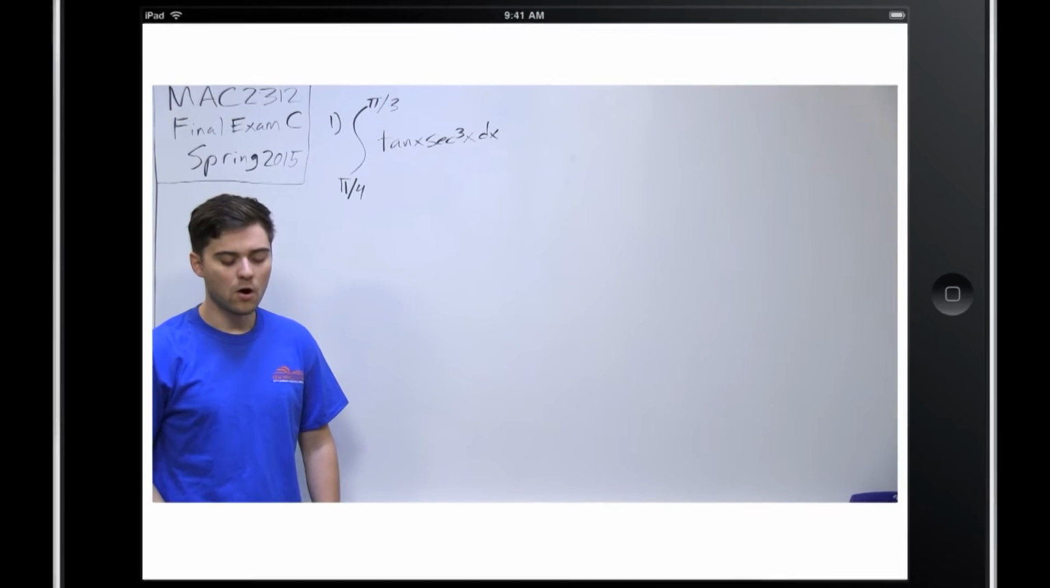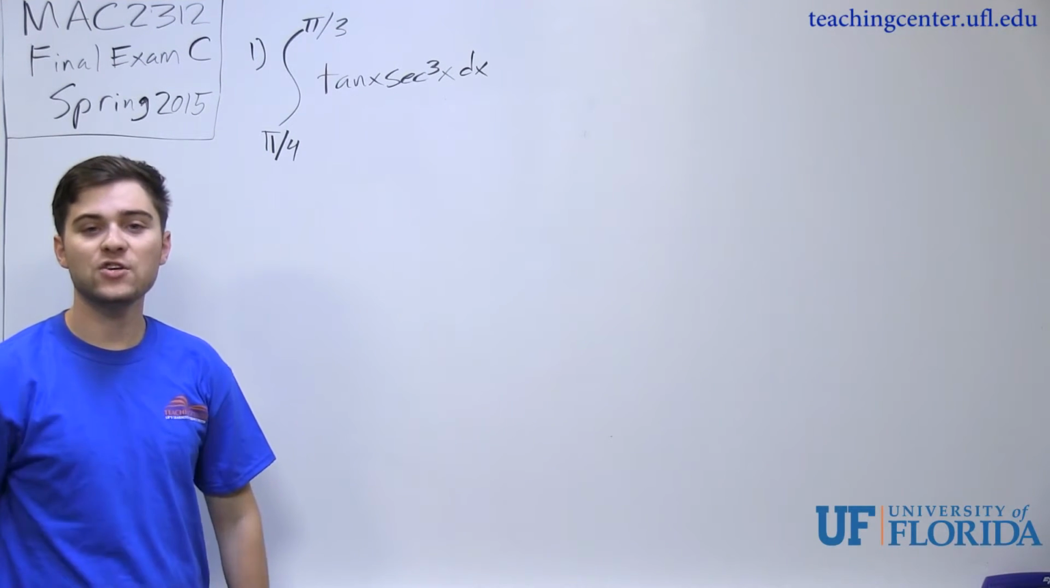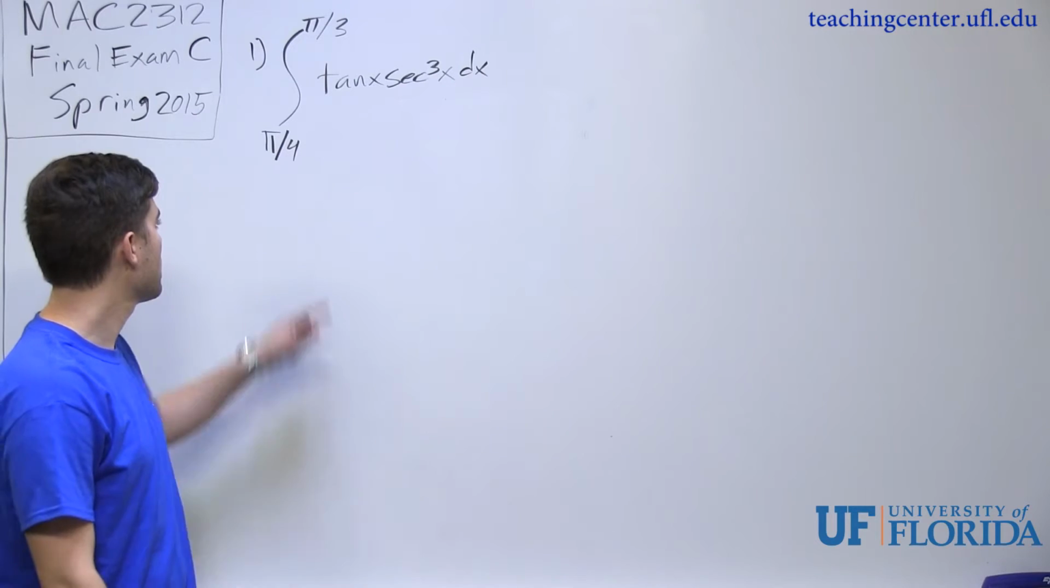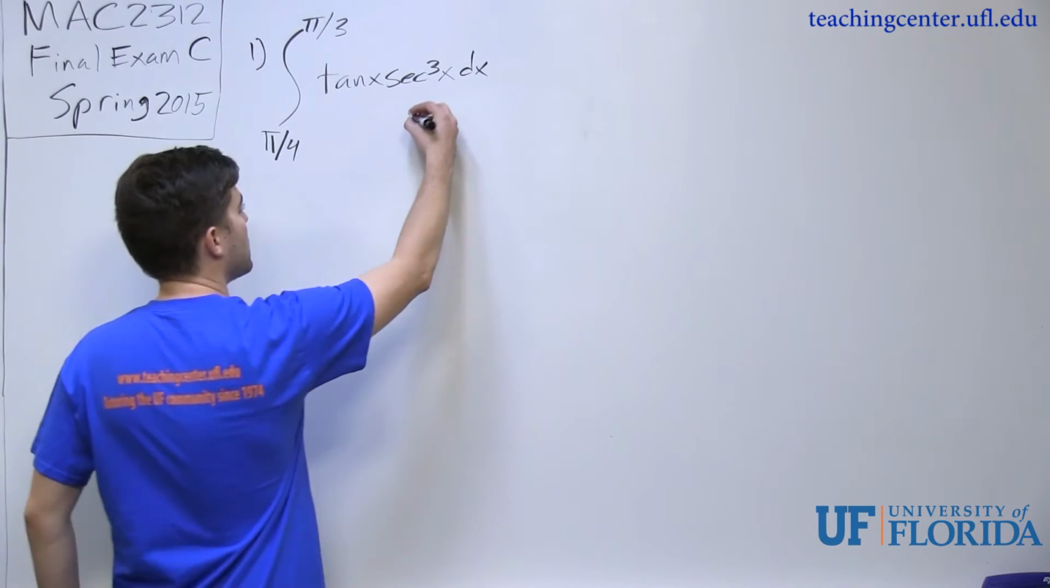Problem number 1 on the final exam for spring 2015 is asking you to solve the integral of tangent x times secant cubed x from pi over 4 to pi over 3. So let's go through the solution for this.